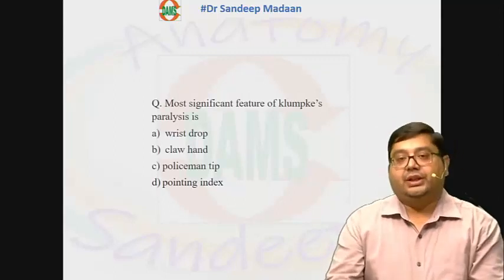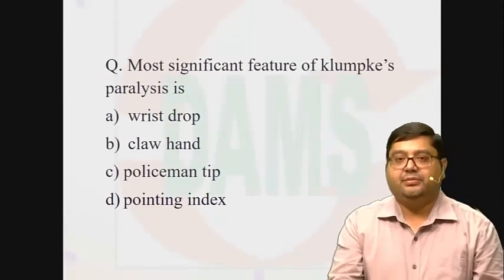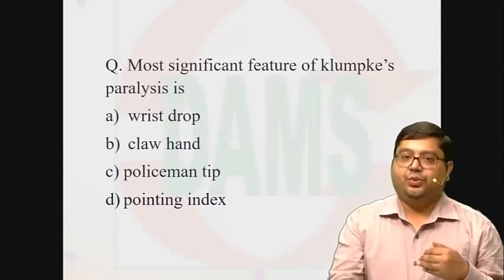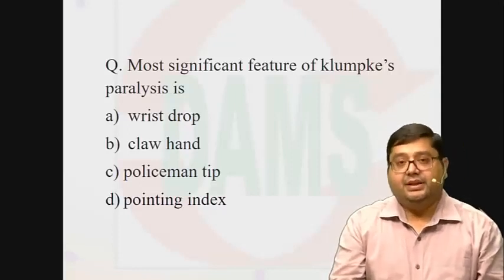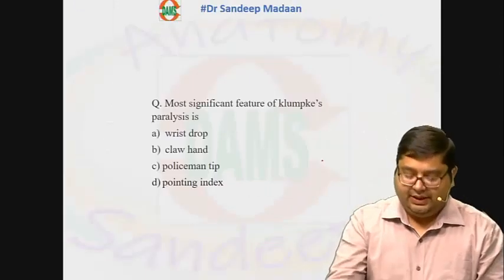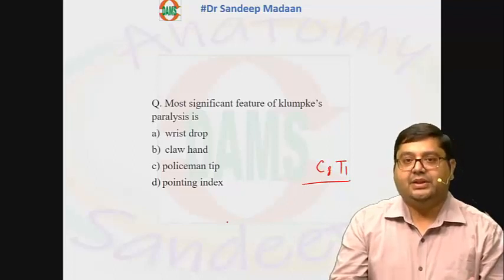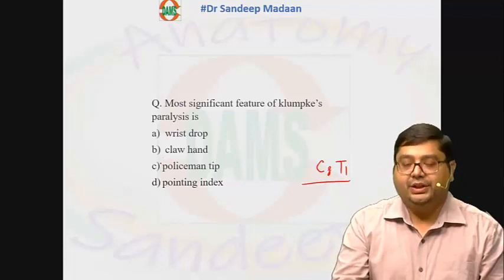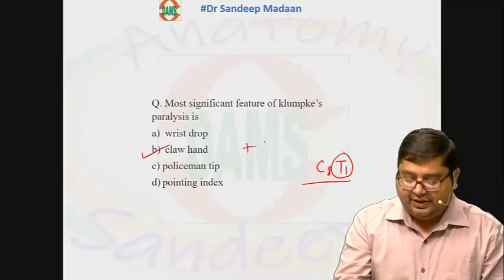Most significant feature of the Klumpke palsy. These are all very simple, and most of the questions are repeats, which we have been discussing in our classes. Now, most significant feature of Klumpke paralysis, right? So Klumpke is the lower trunk injury, when the C8 and T1 fibers are involved and intrinsic muscles of the hand are involved. Intrinsic muscle involvement of the hand will lead to claw hand, and because of the T1 fiber specifically, there will be Horner's also. So the answer will be B.